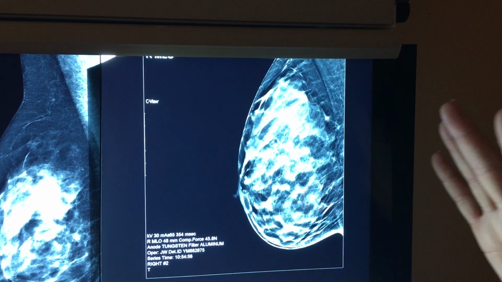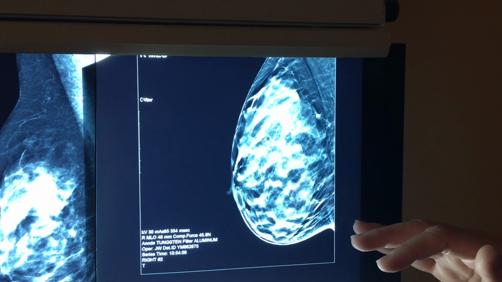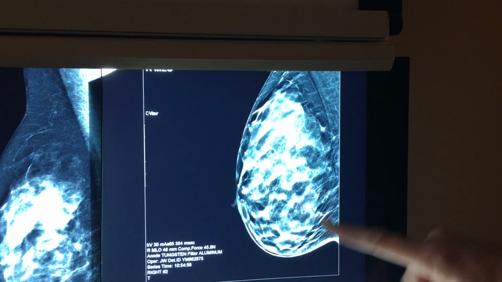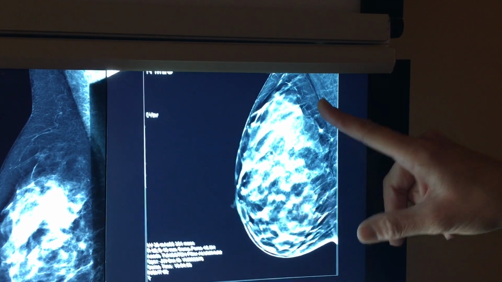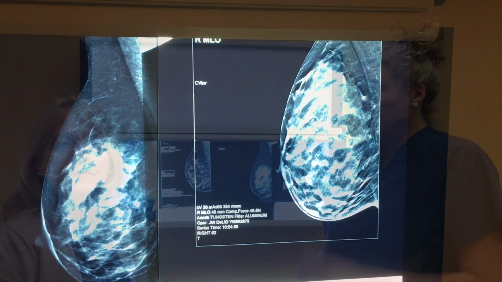So this just demonstrates the different density in a real picture of a real patient and how we were able to biopsy them and get a diagnosis. But you can see how difficult it is to see if anything's in this breast here or even in this breast here, category C and category D.